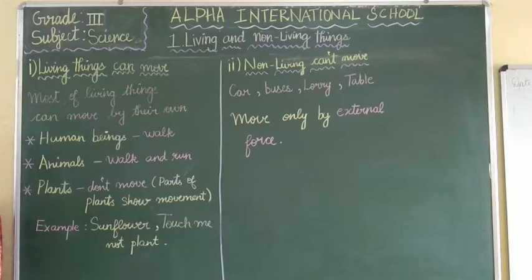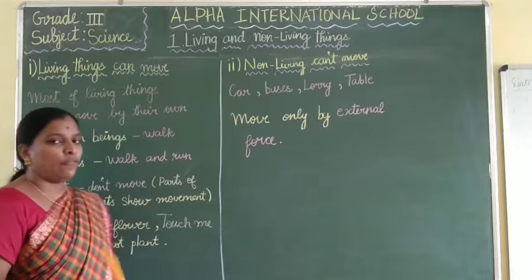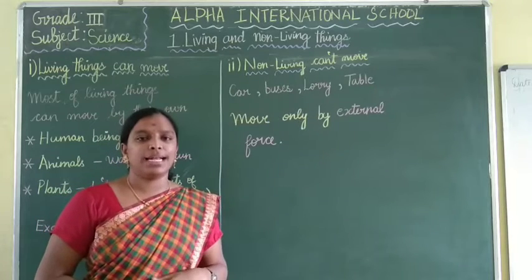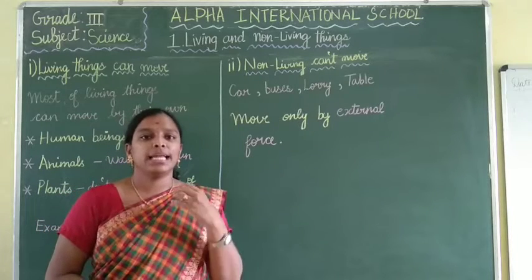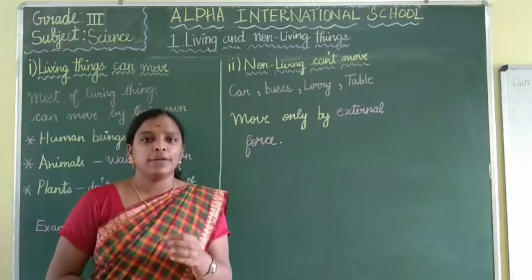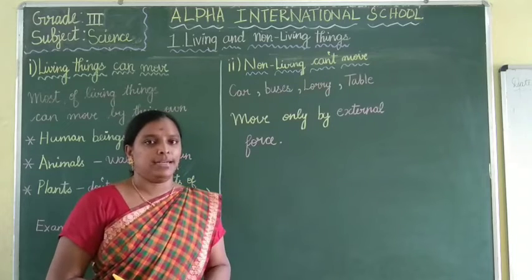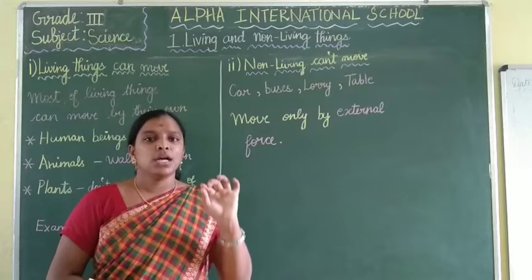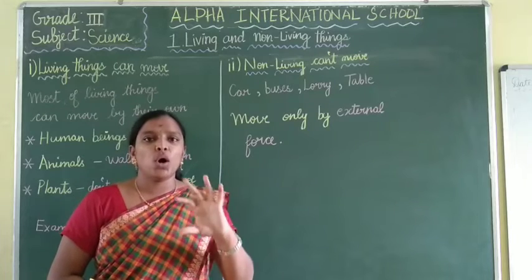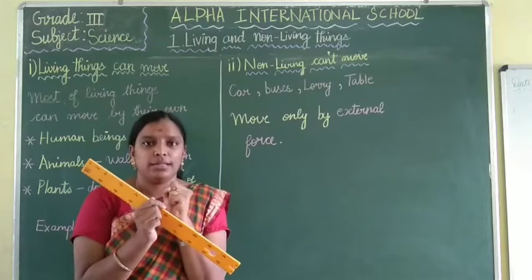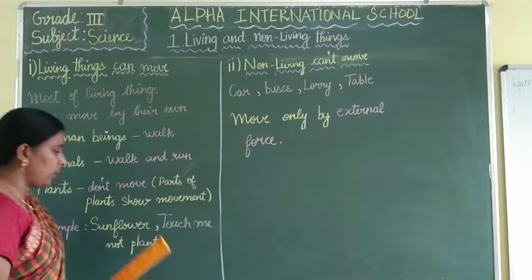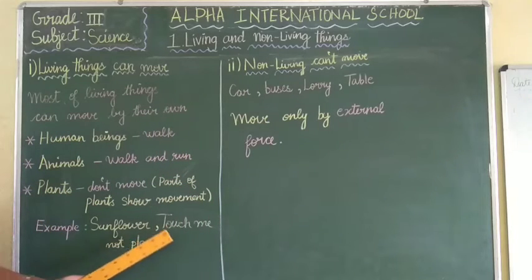Why the sunflower? When sunlight is shining, the sunflower automatically turns towards the sun. Then the touch-me-not plant: if you touch only one leaf, all the leaves will shrink together. That process is done on its own. So it is known as a living thing and it can move. It shows movement in plants.